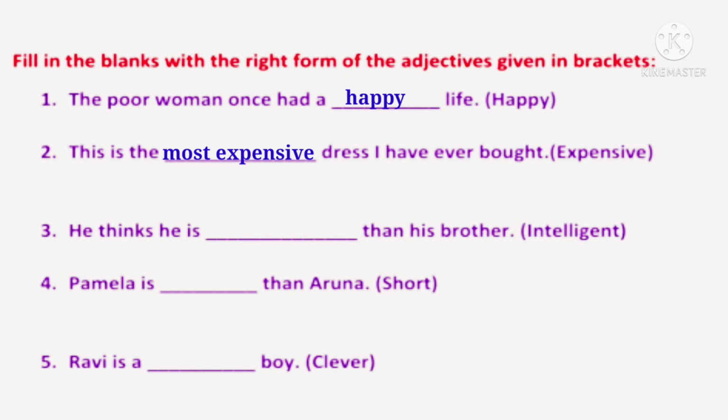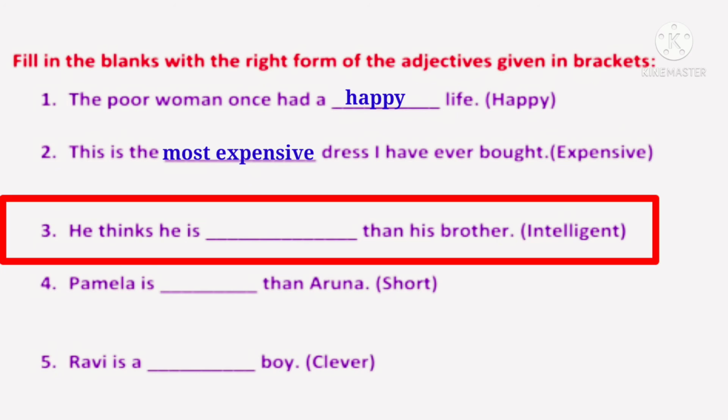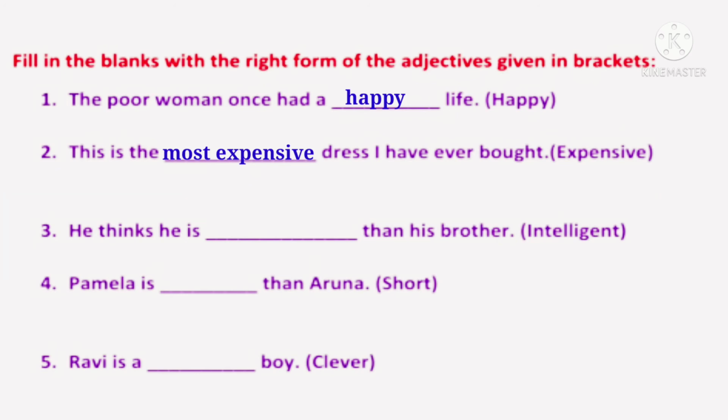Okay. Look at the next sentence. He thinks that he is dash than his brother, and the adjective given in the bracket is intelligent. So which degree of adjective will be used here? Yes, we will use the comparative degree of the adjective intelligent, because here there is a comparison between two boys. Okay, so what is the comparative degree of the adjective intelligent? Yes, it is more intelligent. So the answer is, he thinks that he is more intelligent than his brother.